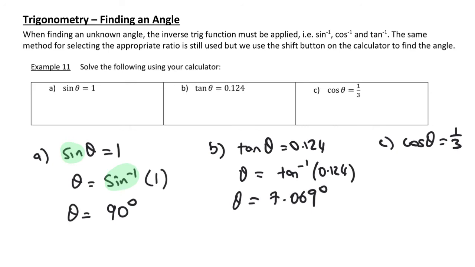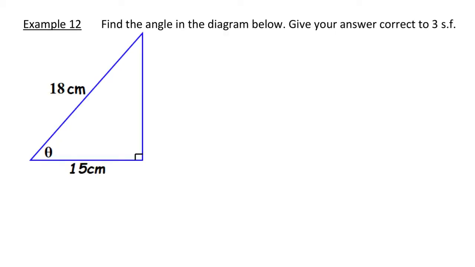And part C, again, we've got cos theta equals 1 over 3. What you kind of want to be thinking about is, well, let's divide through by cos. But we can't divide through by cos, we have to use the inverse. So then we'll have theta equals cos to the minus 1 of a third. And putting that into your calculator, we get 70.53 degrees.